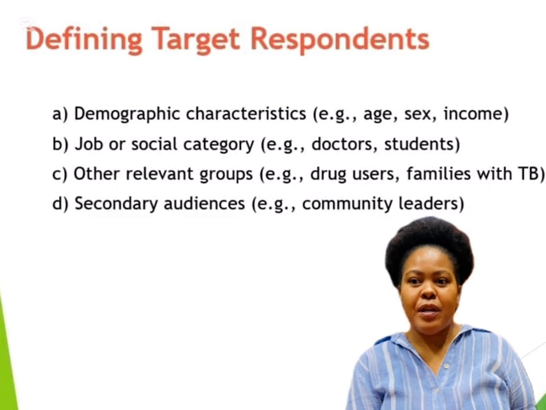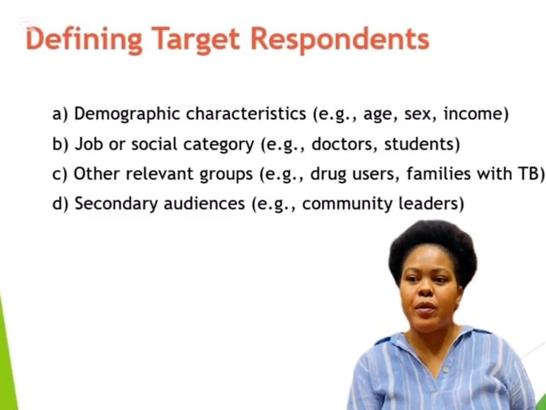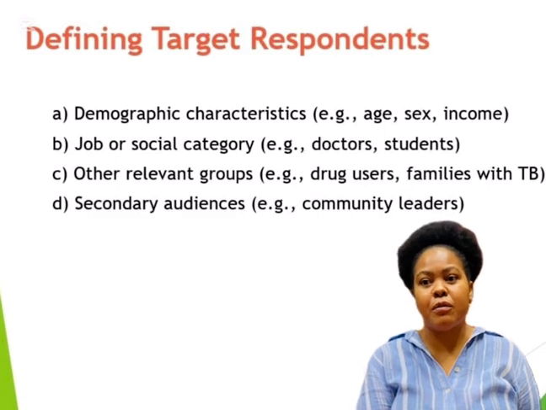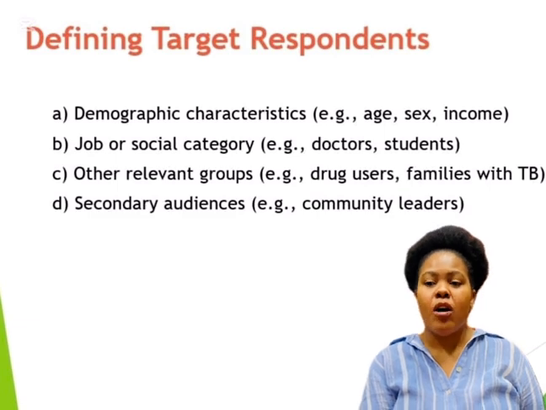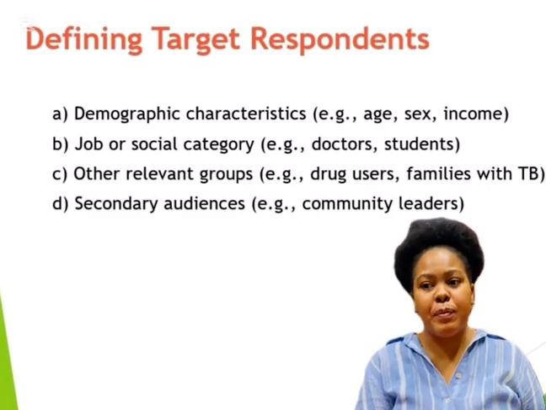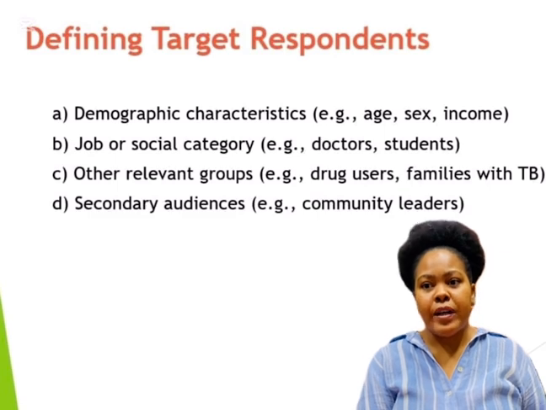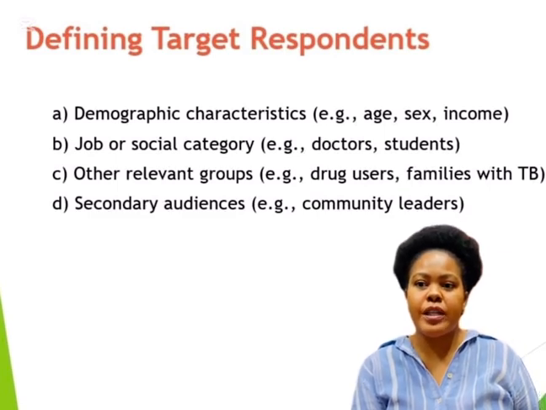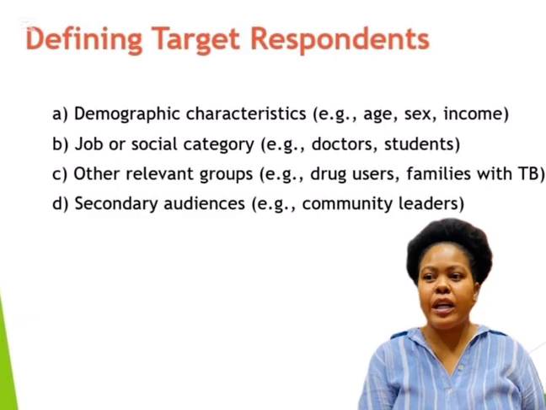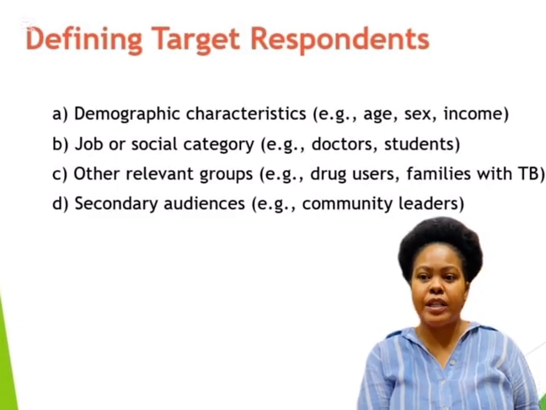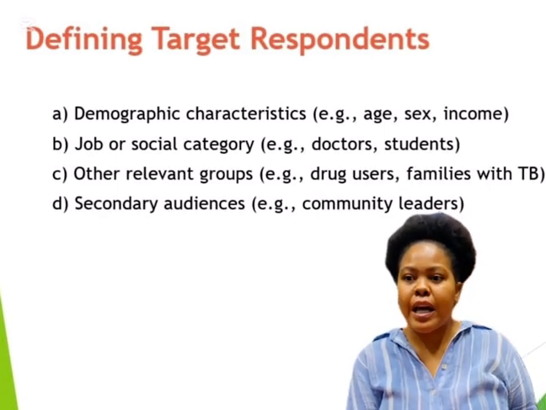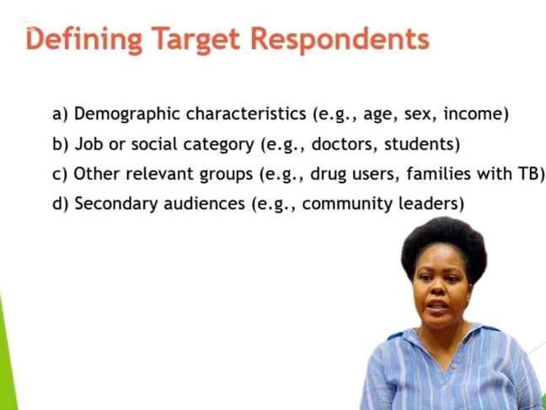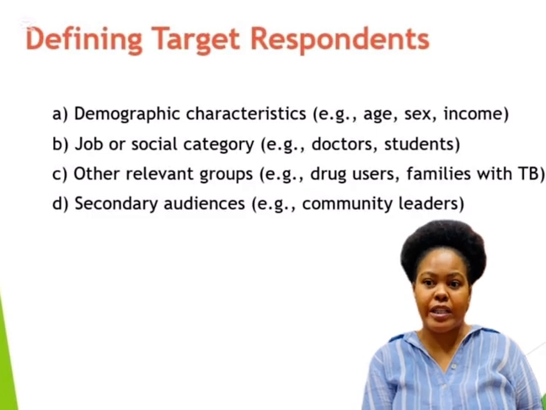Moreover, other relevant characteristics. Some individuals or groups may be disproportionately affected by TB, such as people living with HIV and AIDS, imprisoned people, homeless populations, drug users, or family members of people with TB. Moreover, secondary audience. Your secondary audiences may include allies who can influence or provide access to your primary audience, such as community leaders or health authorities. Knowledge, attitudes, and health-seeking practices may vary substantially among population groups and according to social, cultural, and economic characteristics.